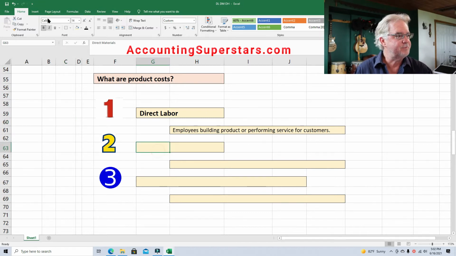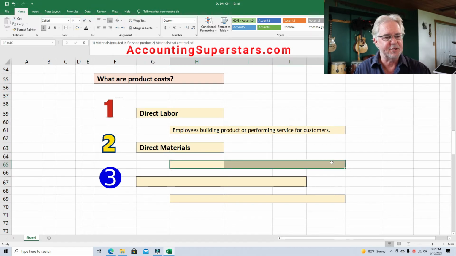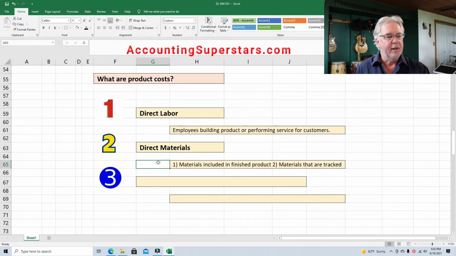Now, number two, direct materials. Let's see what the definition is for direct materials. Materials included in the finished product. In the case of boats, it'd be the fiberglass for the boat hulls, the teak wood, the mast, the mast stays. Mast stays are the wires that come down from a mast. The boat motor, cushions inside the boat cabin. So they are materials included in the finished product.